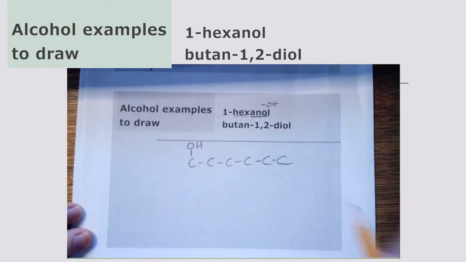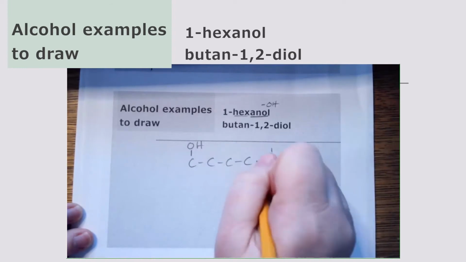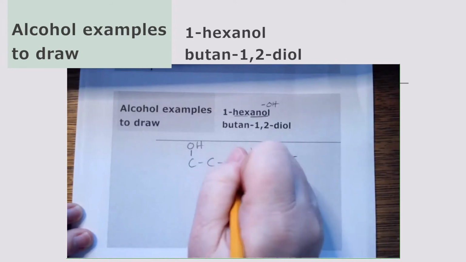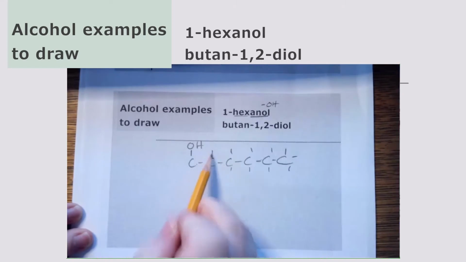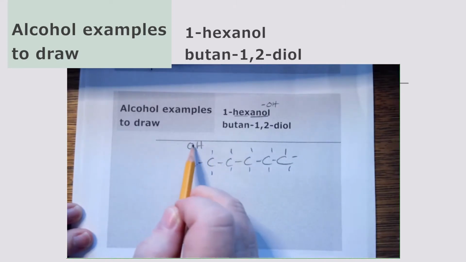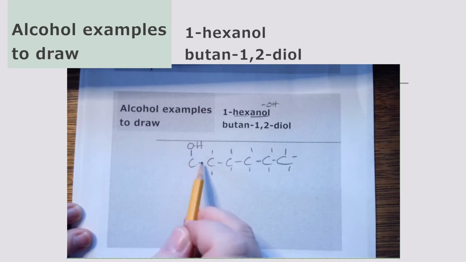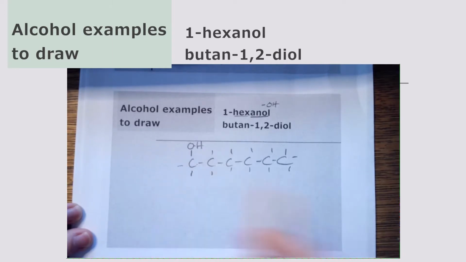And then I'm going to add hydrogens. So 1, 2, 3, 4 on each carbon. Watch this one. 1, 2. This hydrogen is attached to this oxygen. This hydrogen is not attached to this carbon. So this carbon has 1, 2. It needs 3, 4. Okay, be careful of that.